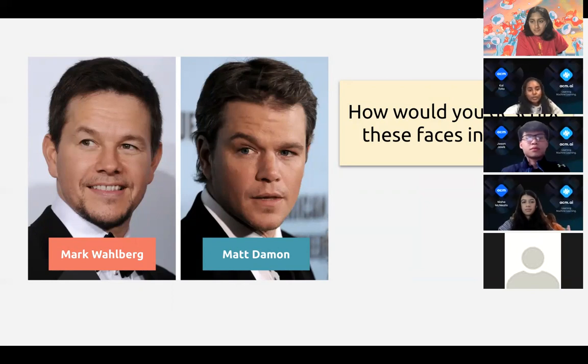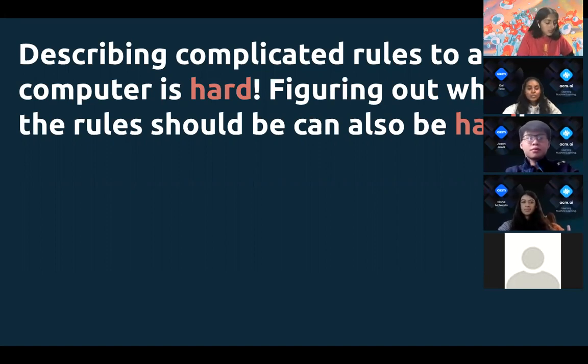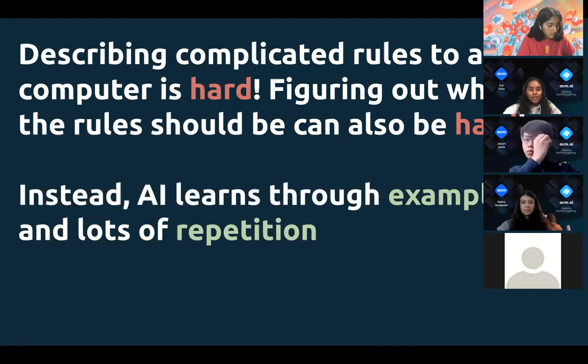So the whole point I'm trying to get across is that describing complicated rules to a computer is hard, and figuring out what the rules should be in the first place ourselves can also be hard. With the example of the Digikiki, it was much simpler to recognize a pattern and verbalize that. But in the case of describing celebrities, it might have been harder. So this brings up the point: how does AI learn?